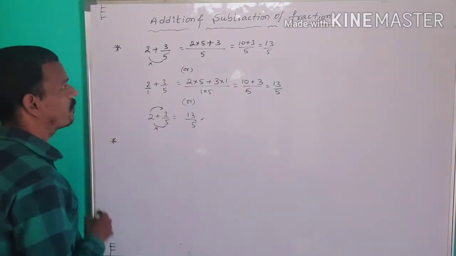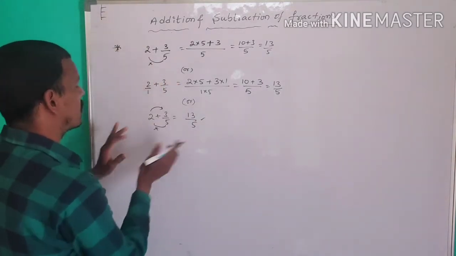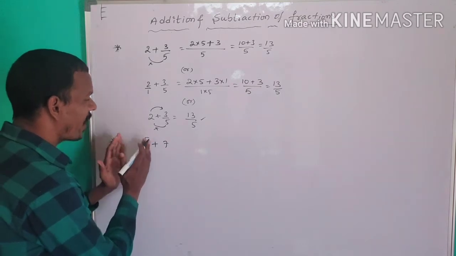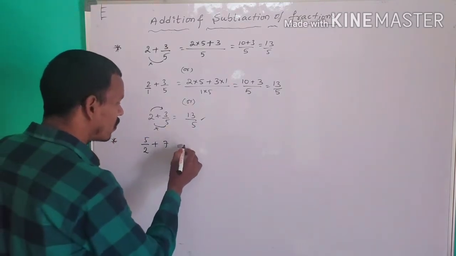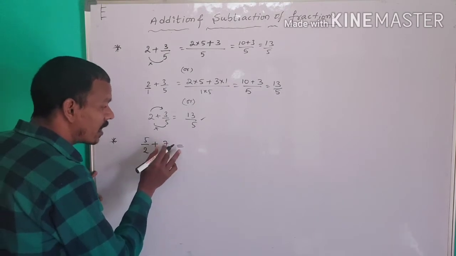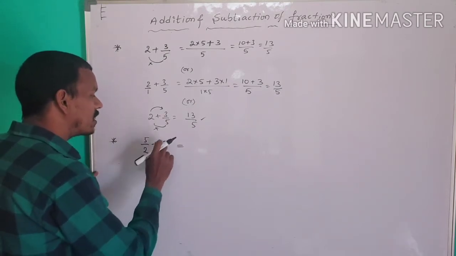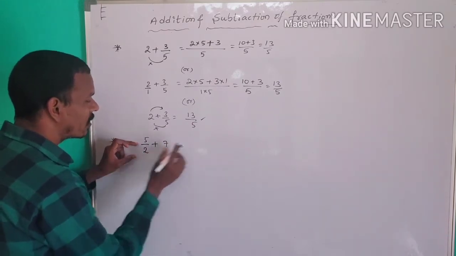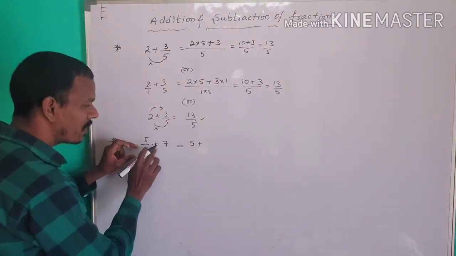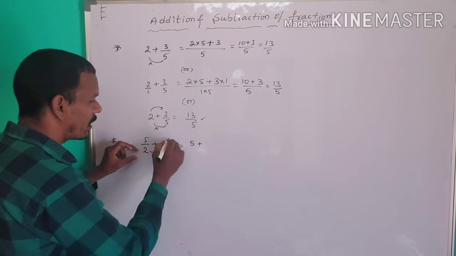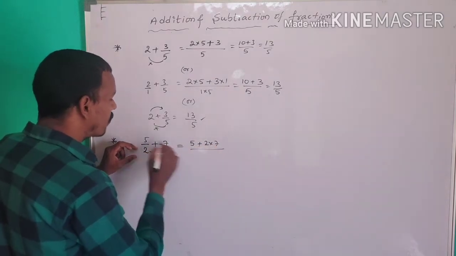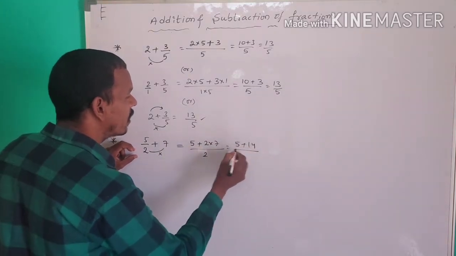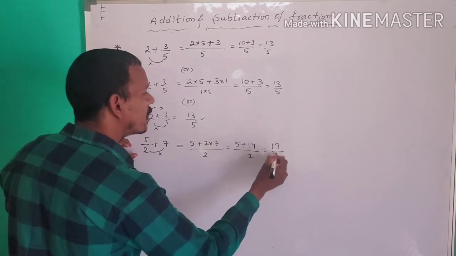Now the second one, if we change the places: 5 by 2 plus 7, a fraction and a number. It is also the same method. The number has no denominator, and here the denominator and the number are multiplying. The 5 has a denominator, so we add it, plus 2 sevens, that is 2 into 7, by the denominator 2. So 5 plus 14 by 2, that is 19 by 2. It is the answer.